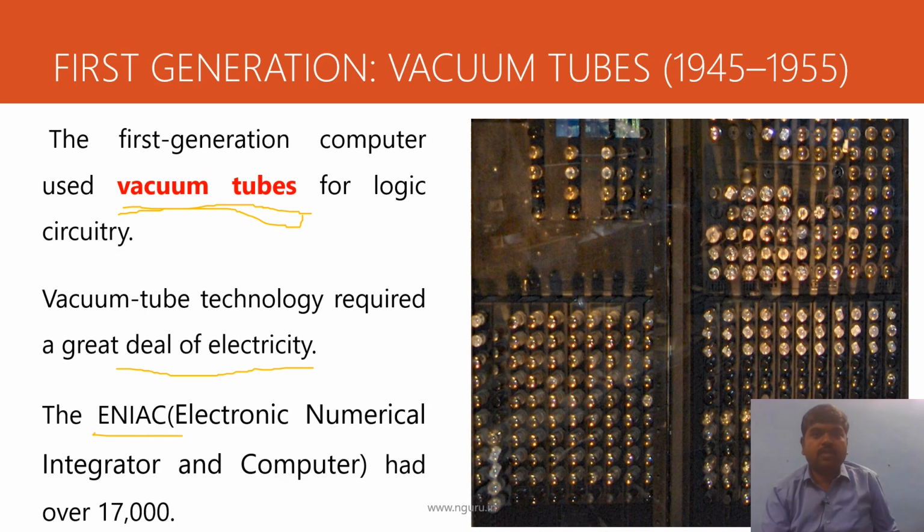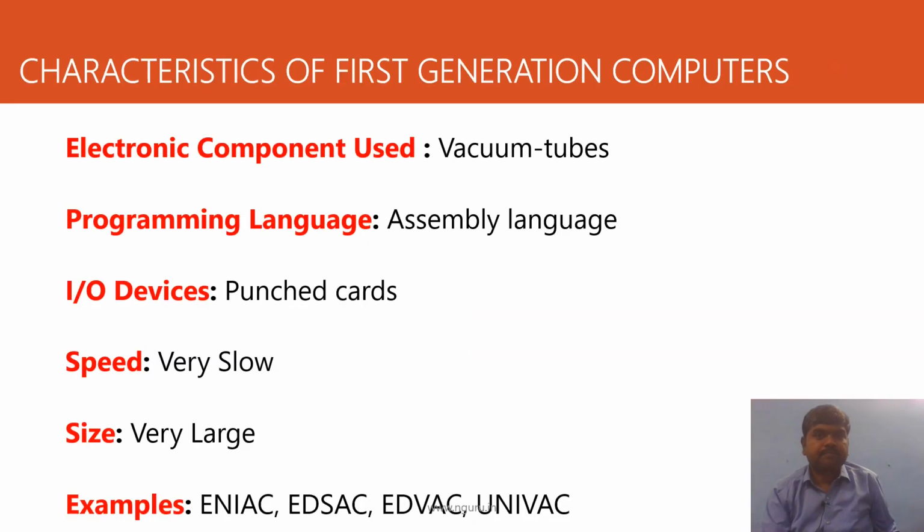And when it comes to the year, it is from 1945 to 1955. The first generation computers lie under this period, 1945 to 1955. If we look at the characteristics of the first generation computers, the major component used to build the system was vacuum tubes, and the language used is assembly language.